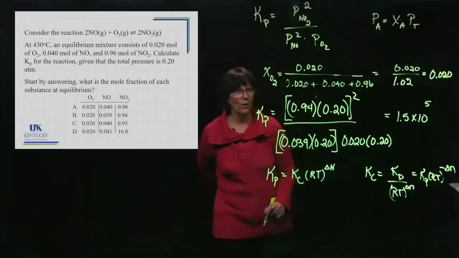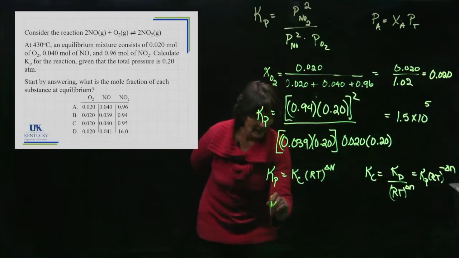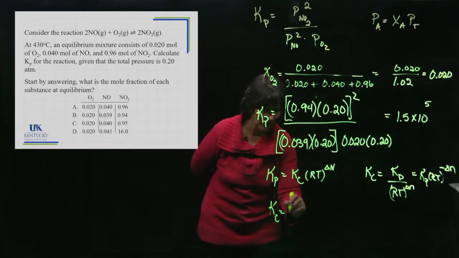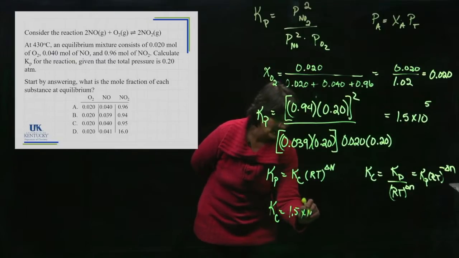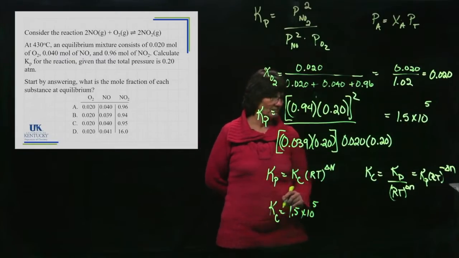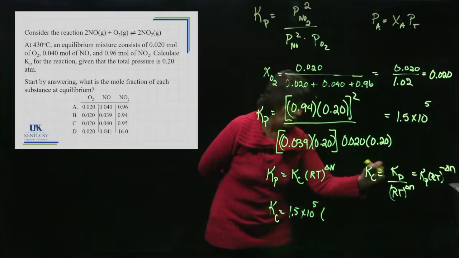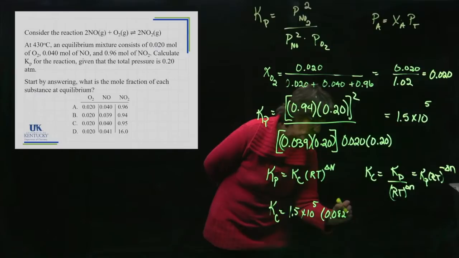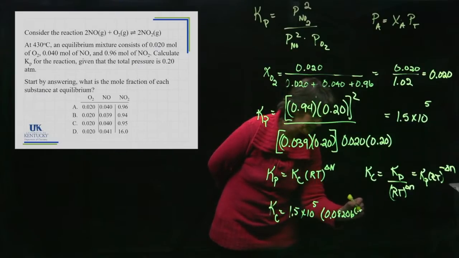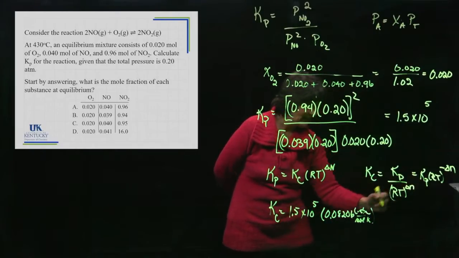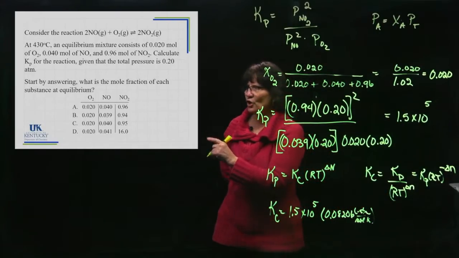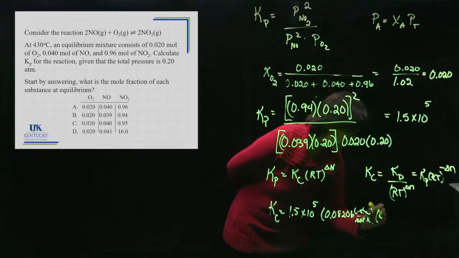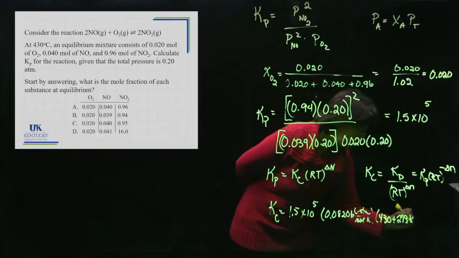Okay, so let's put in what we know. We know that Kc is equal to Kp, which is 1.5 times 10 to the 5th. And then we have our R. We have to use the one that has atmospheres in it, 0.08206. And we need our T. It gives me a T, I sure hope. Yes, 430 degrees Celsius, but we don't want to leave it in degrees Celsius, do we? We need it in Kelvin.